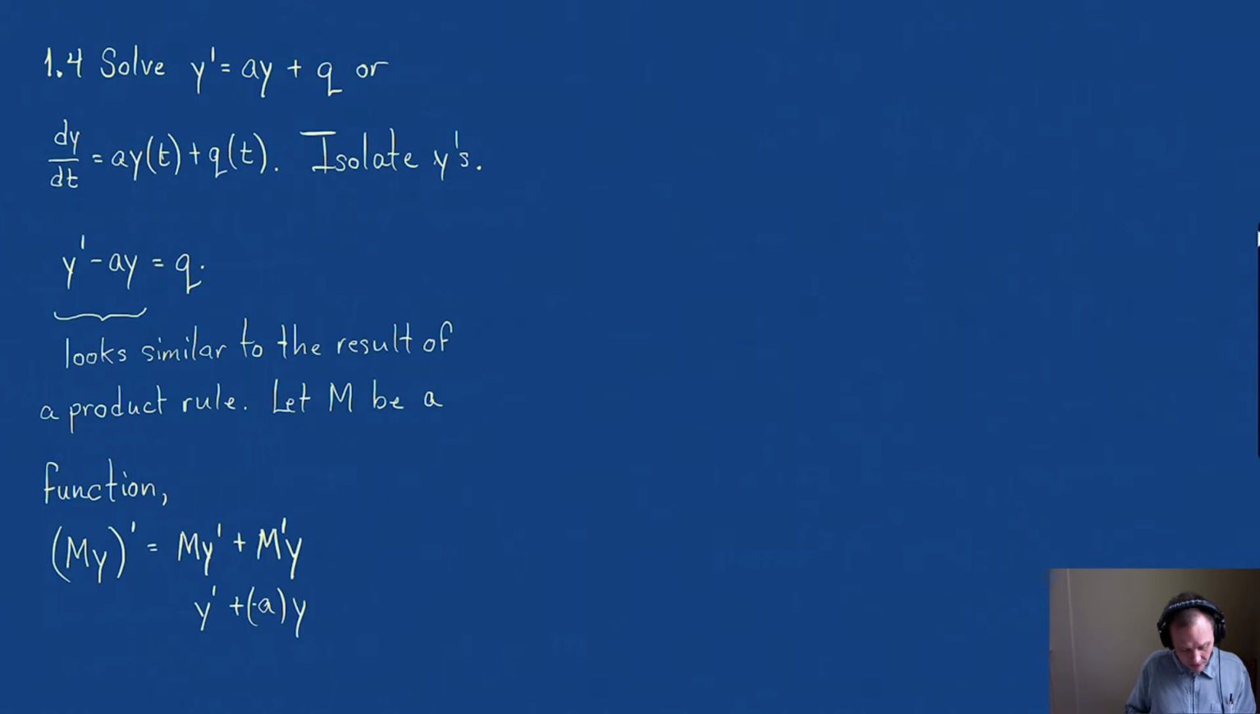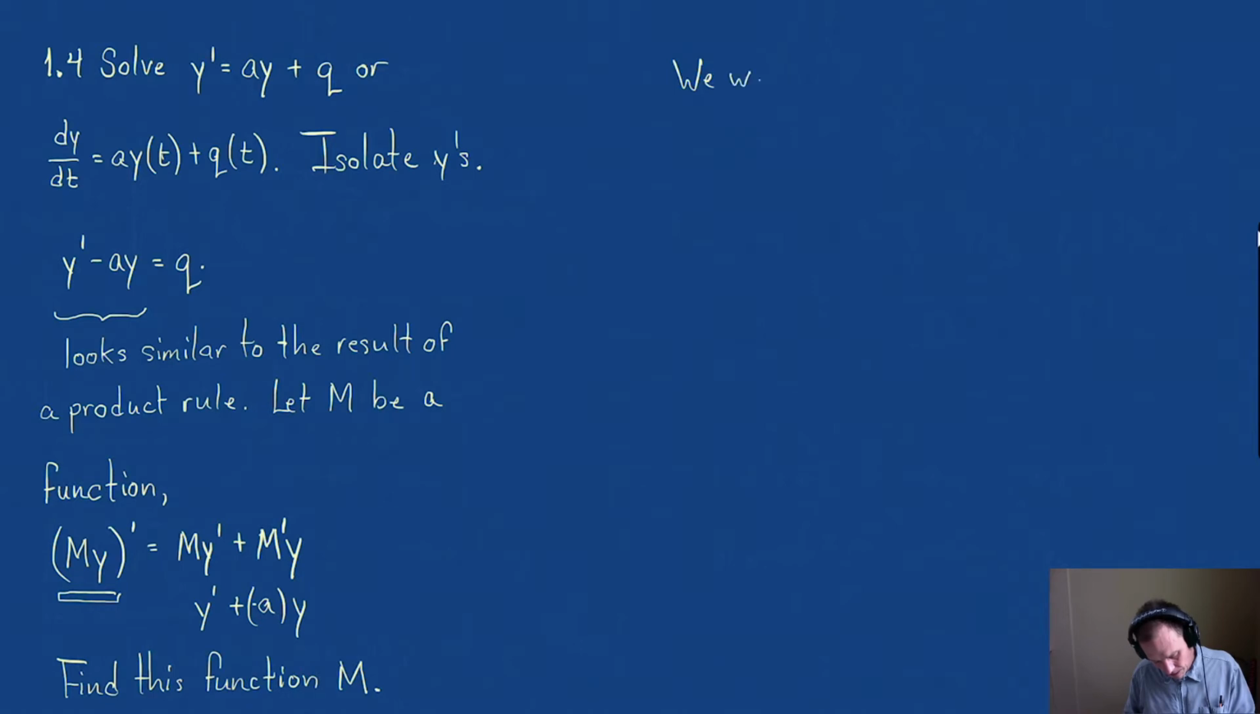So the question then is, is there some function m, or what is a function m, that I can multiply the left side by, and we'll worry about the right side, so that I can rewrite the left side using this product rule. So here's what we're going to do. We want to find this function m. So this is what we want. We want m times y prime minus ay, so that it's going to equal, if I multiply the left side of my differential equation, m times y prime minus ay.